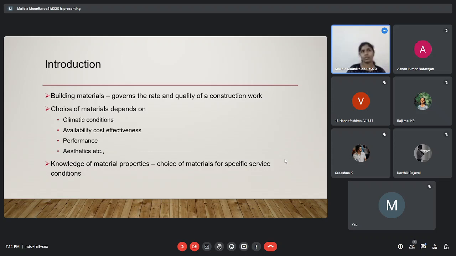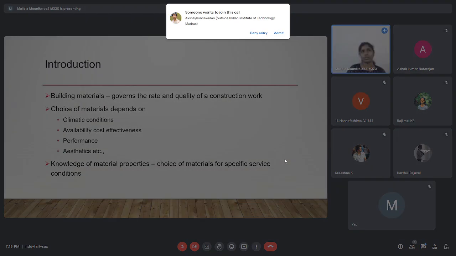And aesthetics. Aesthetics is also a very important criterion. If you see the building from outside, the look has to be nice and pleasing. So aesthetics also plays an important role in the choice of materials. And why do we need knowledge of these material properties? Because when you choose particular materials for specific service conditions, with knowledge of the material properties, you will be able to choose the appropriate material needed for the type of construction.